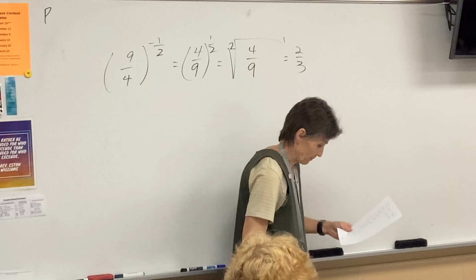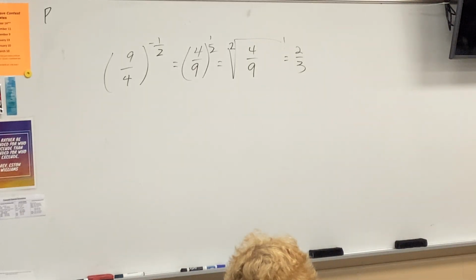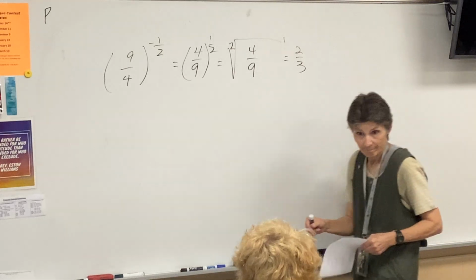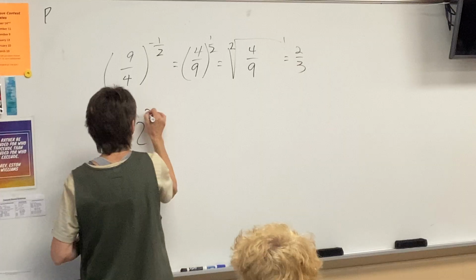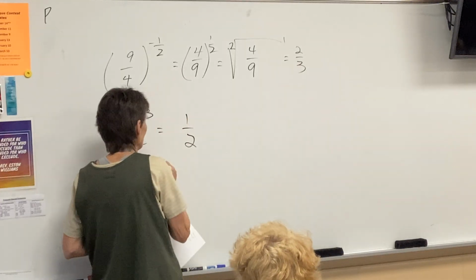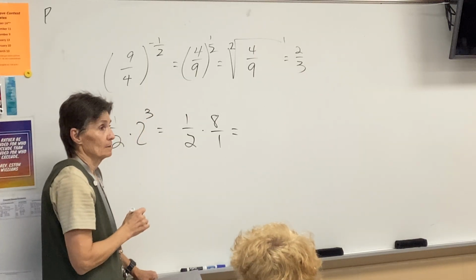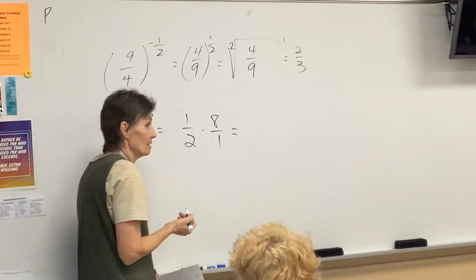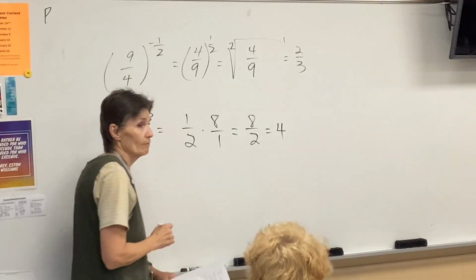All right, number 8. What do you think we should do with number 8? Cube 2. So what is 2 cubed? 8. So we have 1/2 times 8/1. 1/2 of 8 is 4, or you can work it out and get 8/2, which is 4.